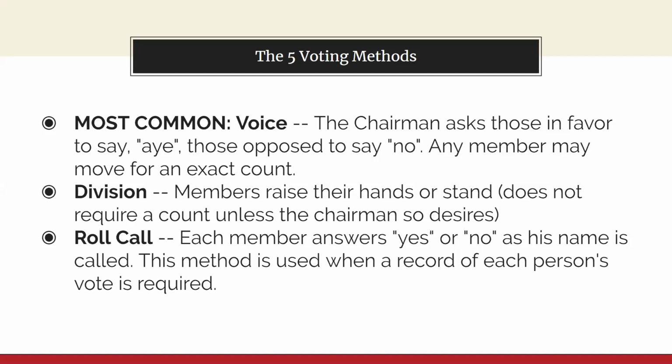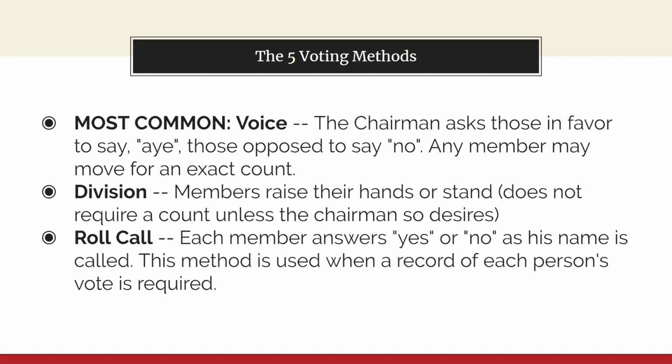So members then raise their hand in favor or against, and they visually see who is for it and who's against it. Then you've got roll call, which is the most granular way of getting these votes. You go through the roster, say everyone's name, and make sure that you have their vote.